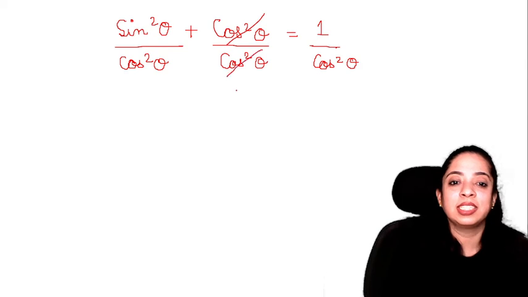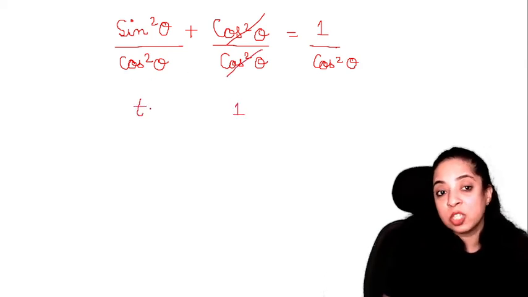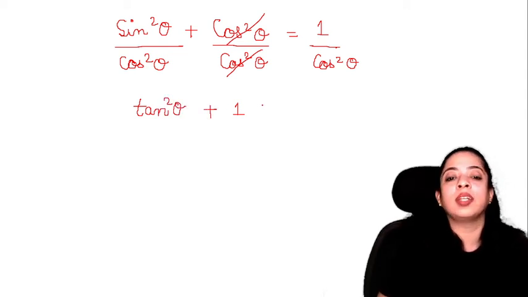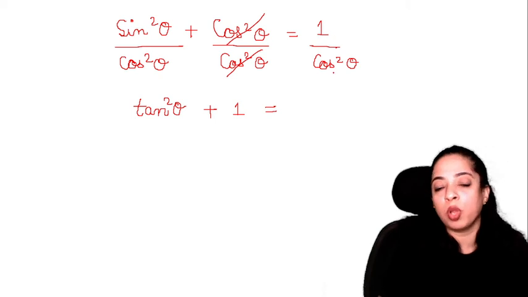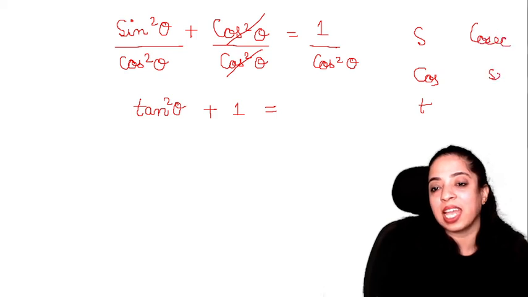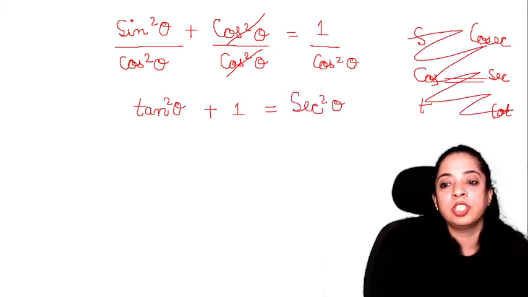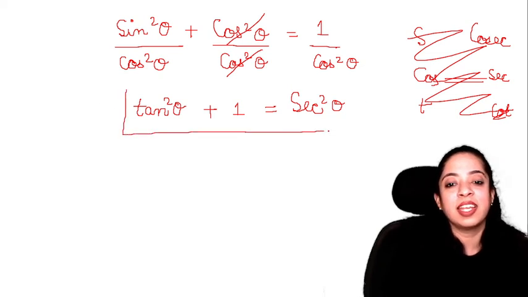Now this and this get cancelled, we get 1. Sine by cos was tan, so sine square theta by cos square theta will be tan square theta. So tan square theta plus 1 is equal to the reciprocal of cos. If you remember, sine cos tan cosec sec cot, what was the reciprocal of cos? It was sec. So it will be sec square theta. Got it, children? This is our next trigonometric identity.